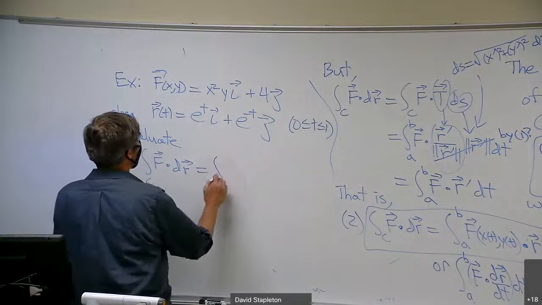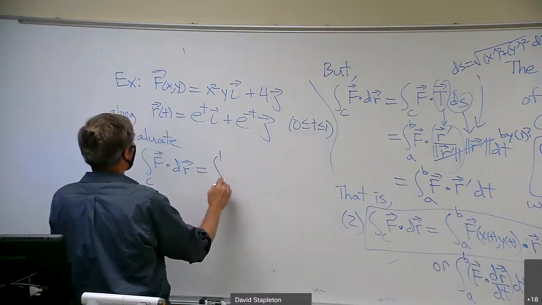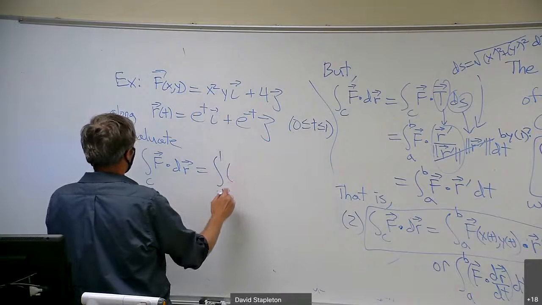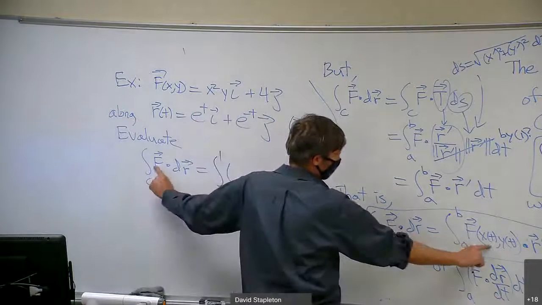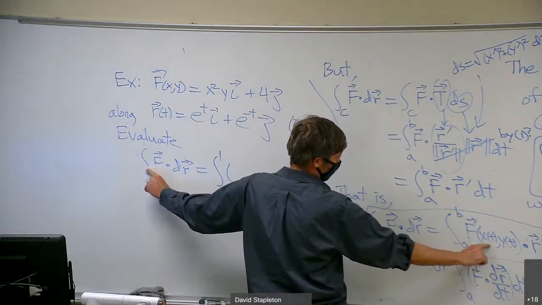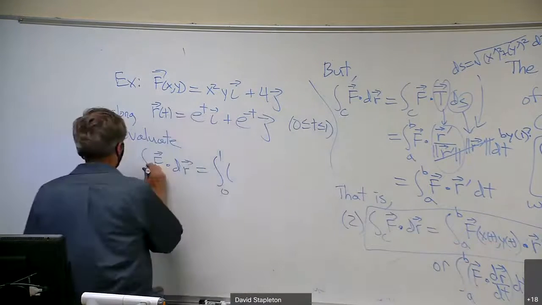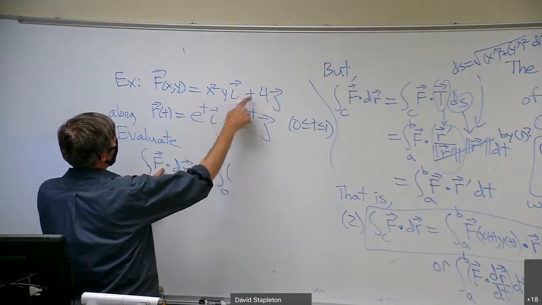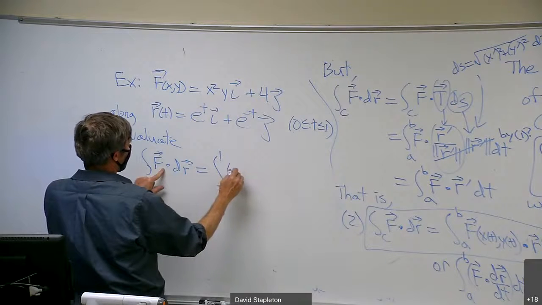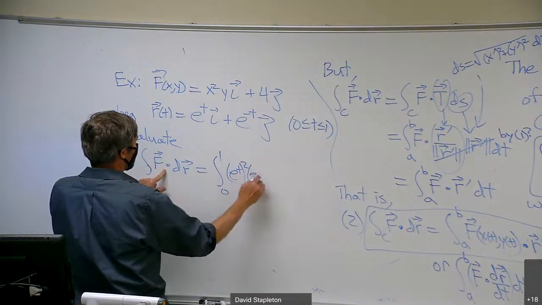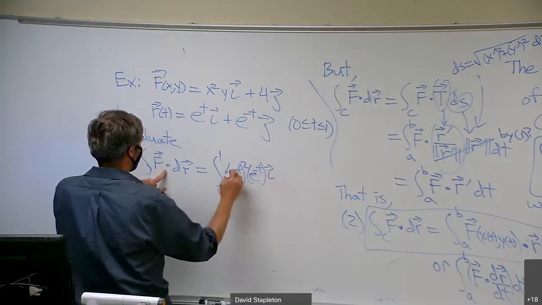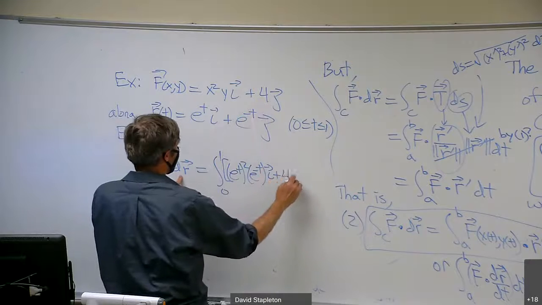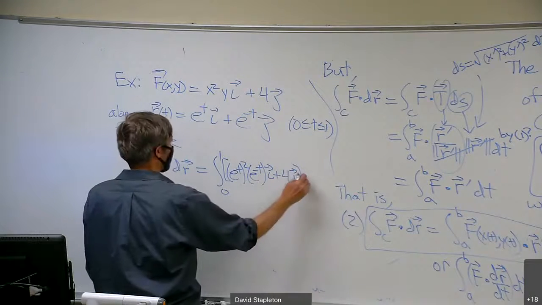This is F. We'll integrate along the parameter values from 0 to 1. And then F is this x squared y i plus 4j, evaluated. Here's the formal, or written out, notation. You have to write x as a function of t and y as a function of t. It's F along the curve. So F, instead of x squared y i plus 4j, you write as e to the t squared times e to the minus t i plus 4j. That's F as a function of t.